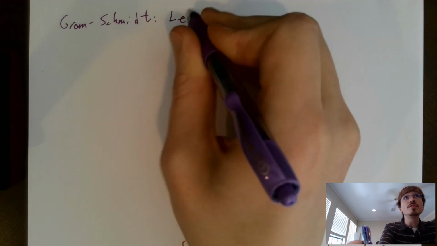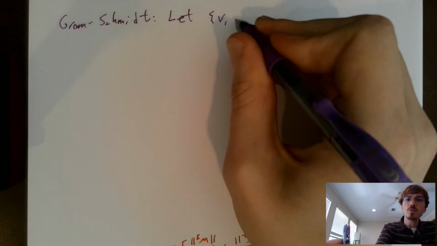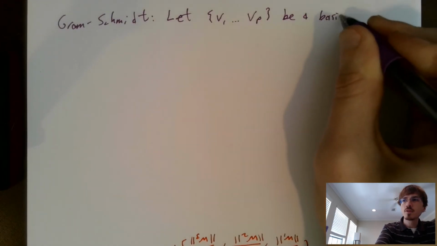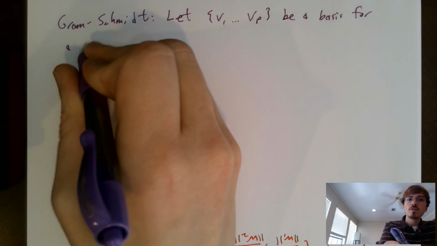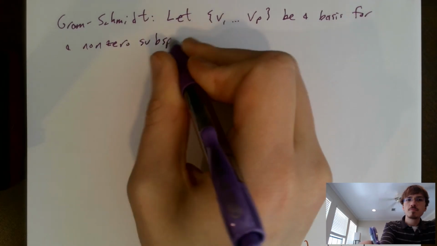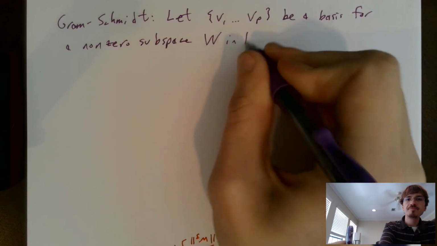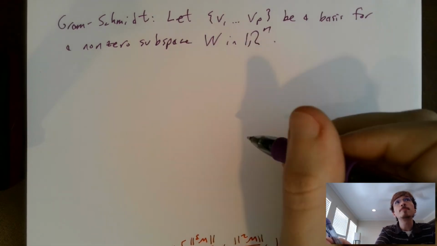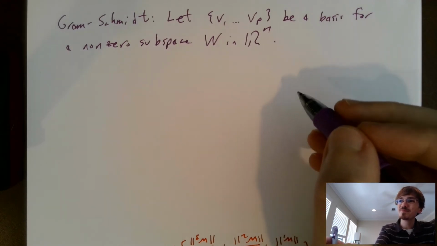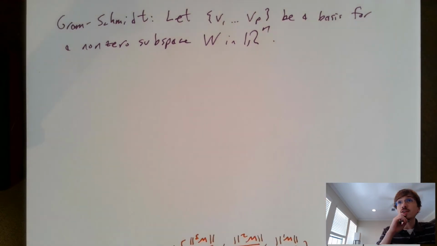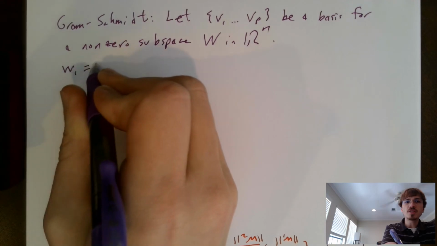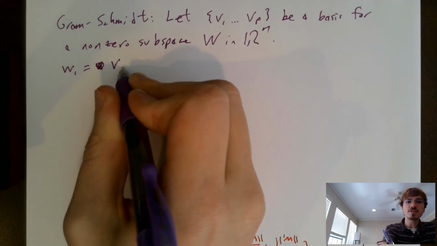So, what's the Gram-Schmidt process? Let V1 through Vp be a basis for a non-zero subspace, and we'll call it W, and suppose this lives in Rn. So we have a non-zero subspace W. It has some non-zero basis vectors for sure. Let's construct our set of W's. We know that W1 we always initialize to be whatever the first vector in our basis is. We'll call it V1.